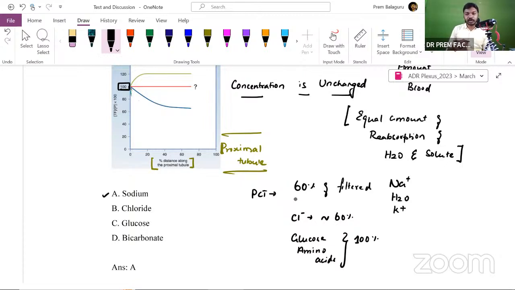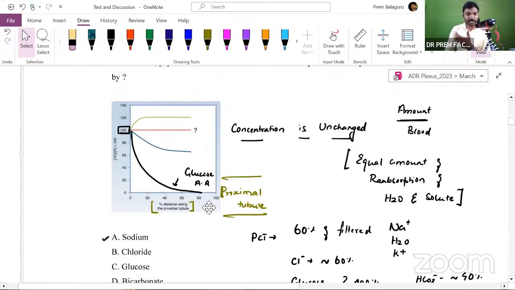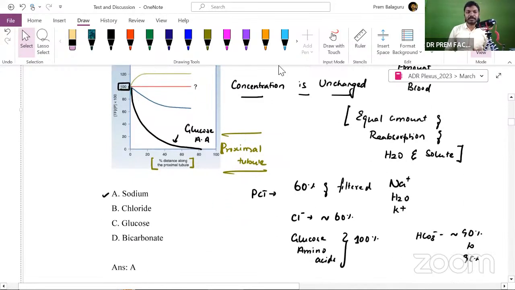So how will the curve for glucose and amino acids be? By the time they reach 100% of the proximal tubule, the concentration will become absolutely zero. This is how the curve for glucose and for amino acids will be seen. Bicarbonate is also getting reabsorbed to a value of about 90 to 95%, so this again is going to have a much lower concentration curve, people. By any definition, you are going to see the value of sodium not changing in the proximal convoluted tubule. The concentration remains the same because there is equal reabsorption of sodium as well as water.